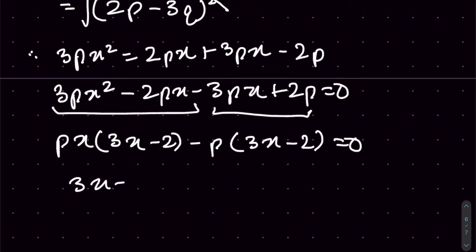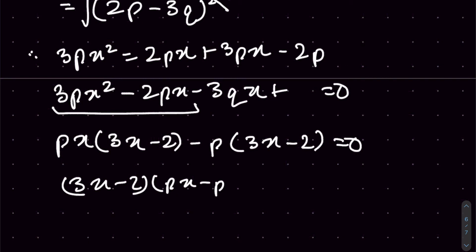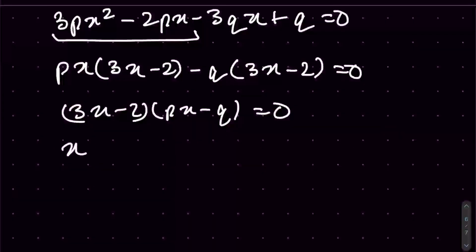So we have (3x minus 2)(px minus, oh no, this should actually be a q, sorry, and that means this would be a q) equals 0, and that means our roots are going to be 2 on 3 and q on p.